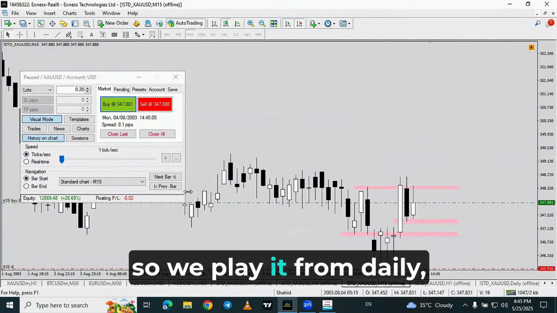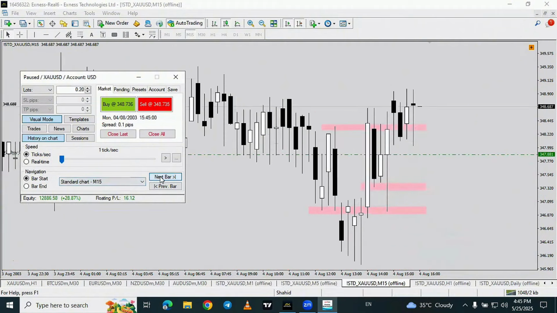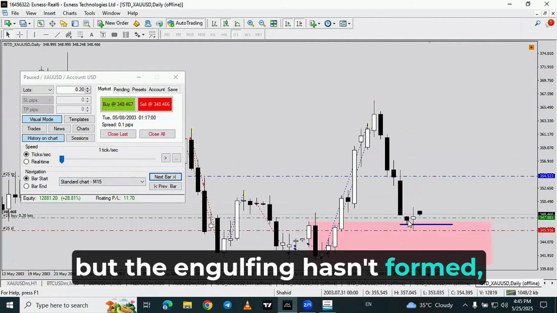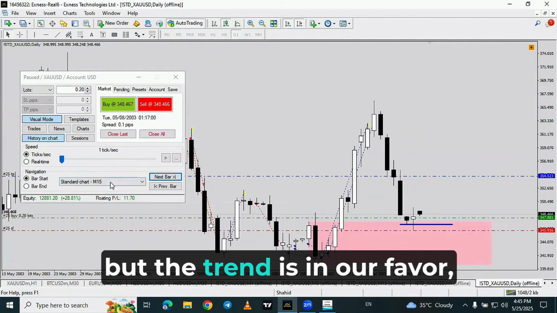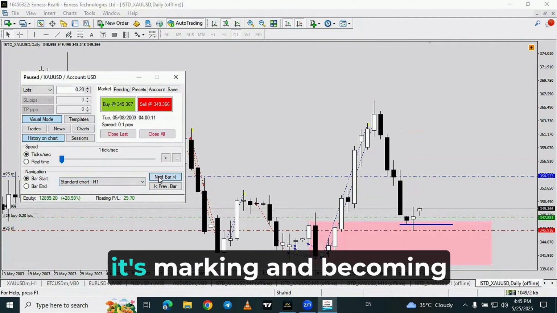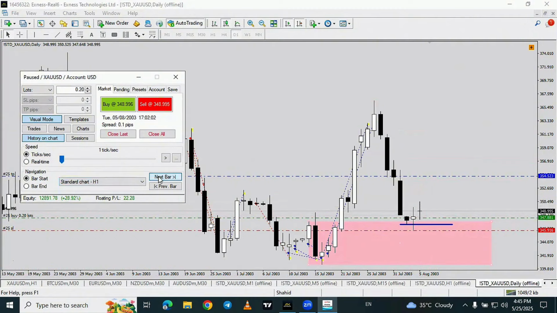So we played from daily, speed it up a bit, see it, and here too, if you see, it took its low, but the engulfing hasn't formed. There might be an error in the broker, but the trend is in our favor. See this, sell side, buy side, and this terminal range liquidity, it's marking and becoming bullish.